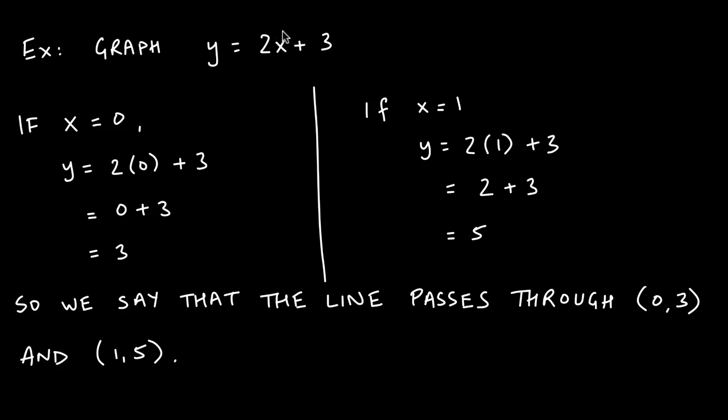So what is it that makes this a linear function in 2 variables? 2 variables hopefully is obvious, x and y. X and y are the 2 variables. We say that it's a linear function or a linear equation because the power on all the variables is 1. And is it a linear equation in 2 variables? Sure, because there are 2 variables here.